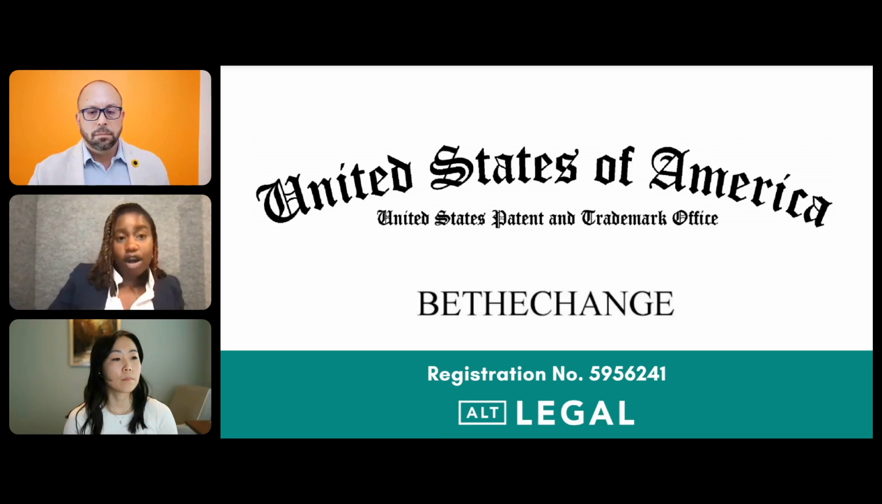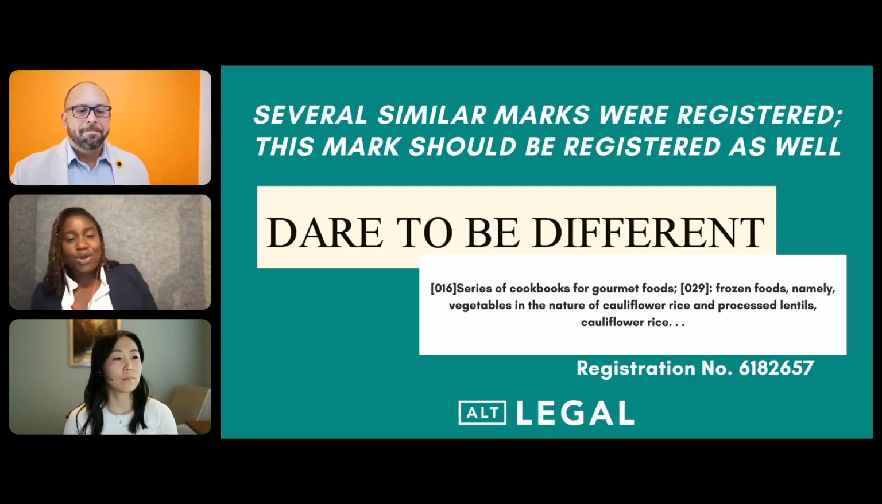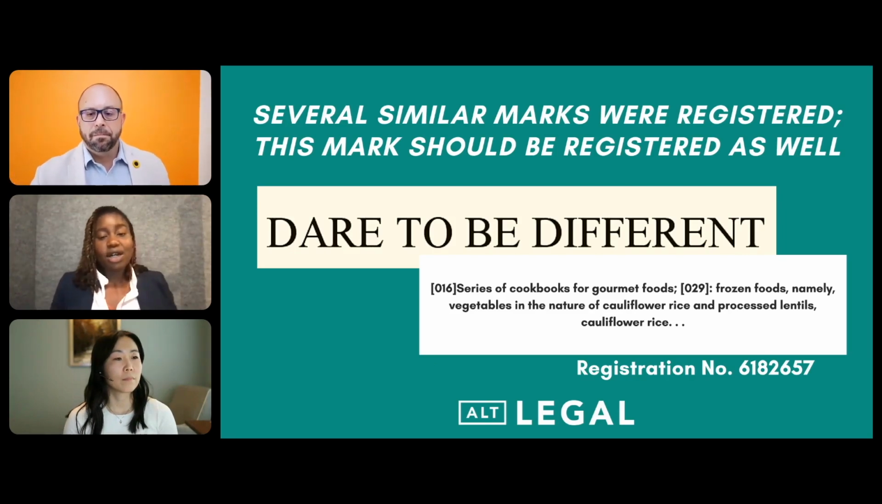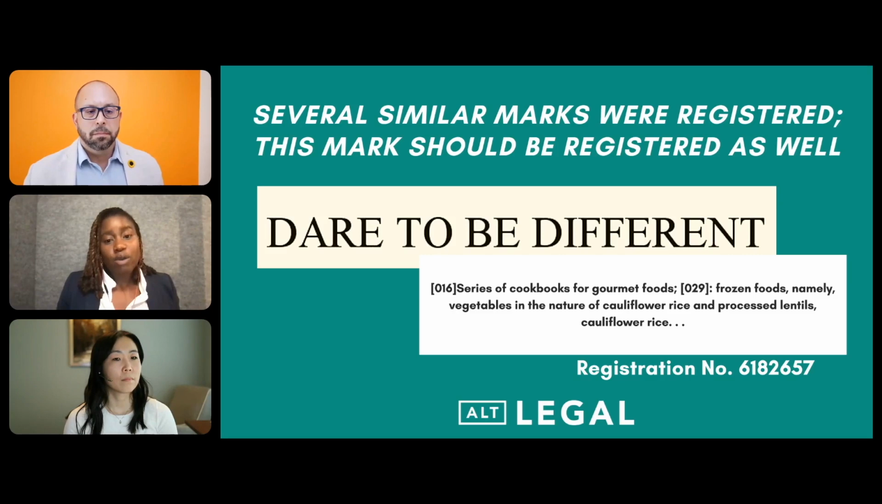Now, the third argument that we've seen over and over again is the "I should be added as well" argument. I like to call it the "I should be added as well to the principal register." And we've actually seen a lot of this in the likelihood of confusion space when we argue crowded fields, for instance. So this argument essentially says because several similar marks were registered, applicants' marks should be registered as well. And I want to point us to the application for Dare to Be Different.